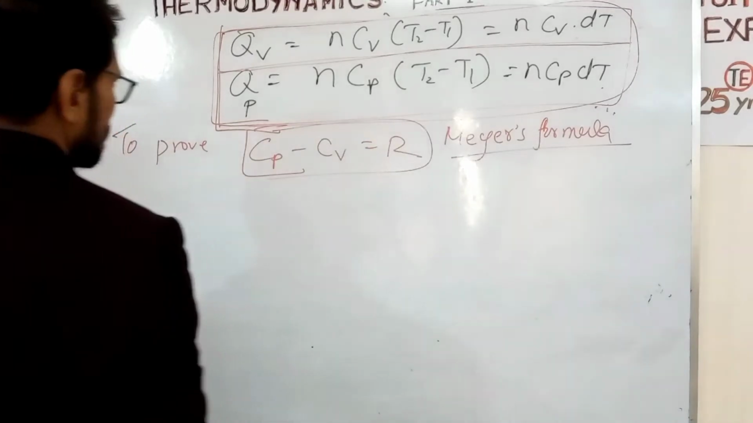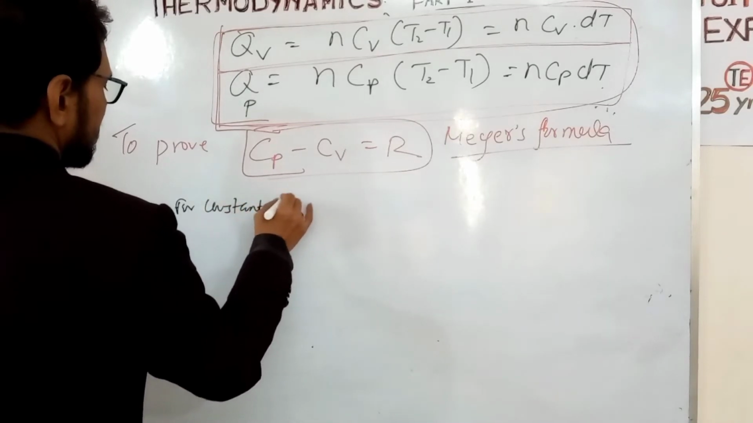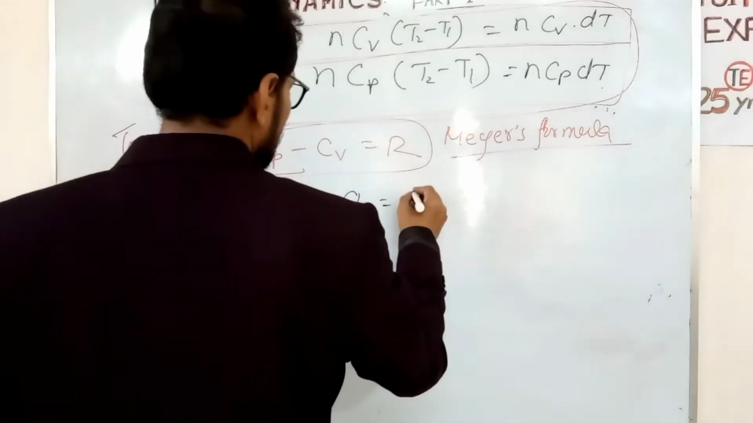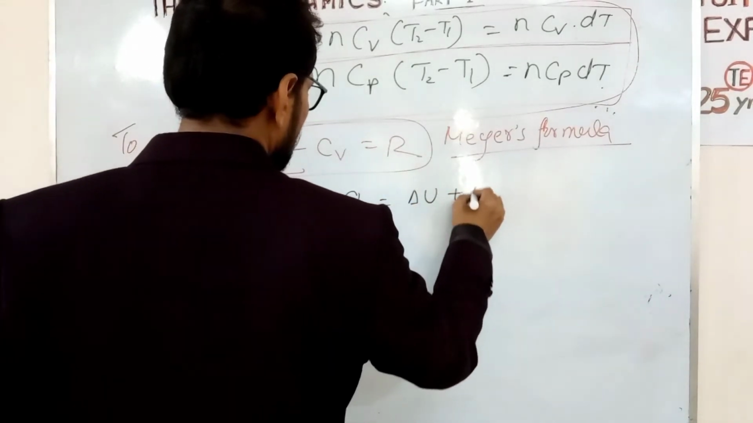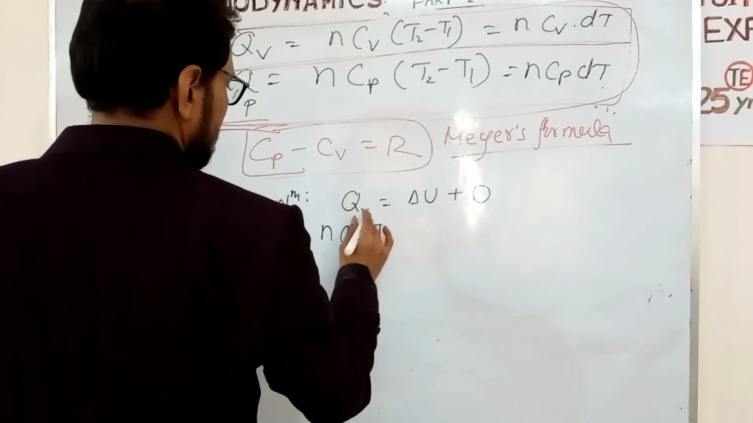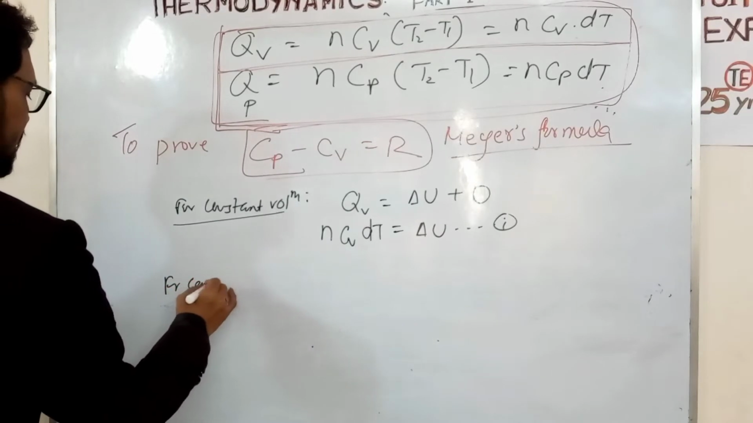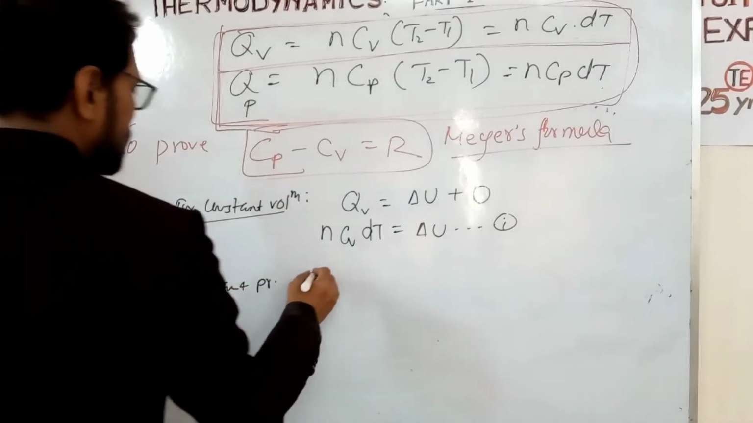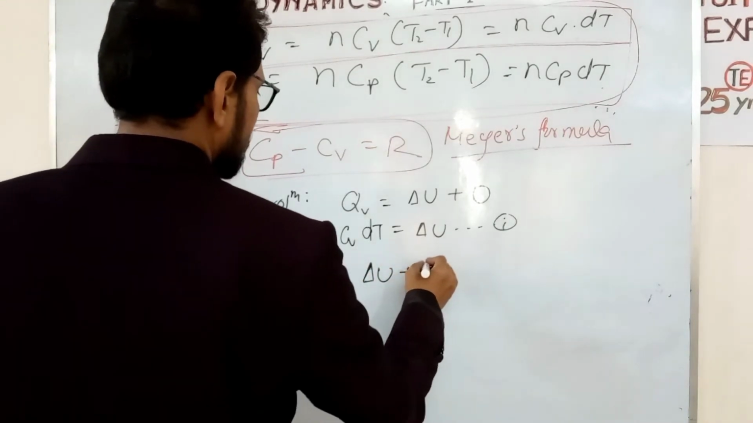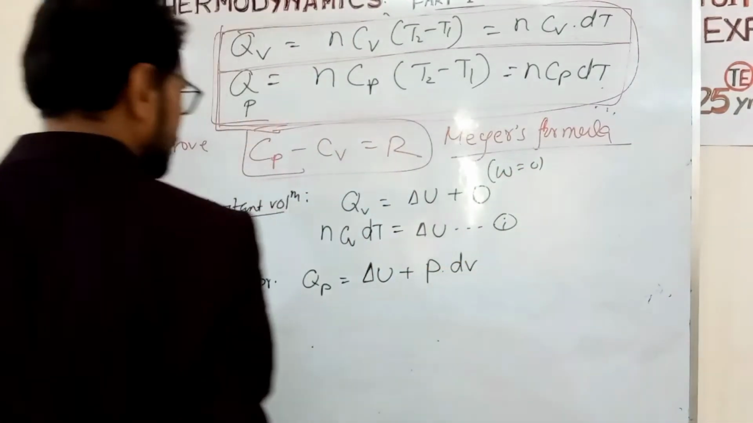Now the thermodynamics for constant volume. For constant volume, the thermodynamic equation is QV equal to del U plus work done, where work done equal to 0. So QV equal to n Cv dT equal to del U. This is equation 1. Now for constant pressure, QP equal to del U plus work done, which is not 0. Here work done equal to P dV.